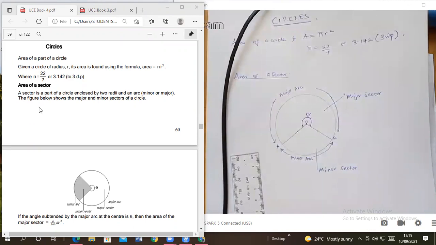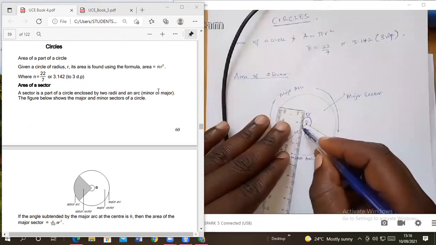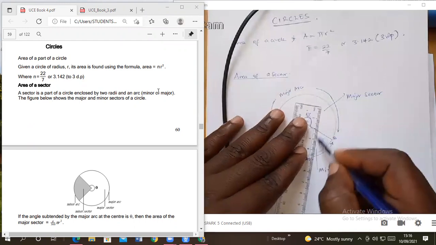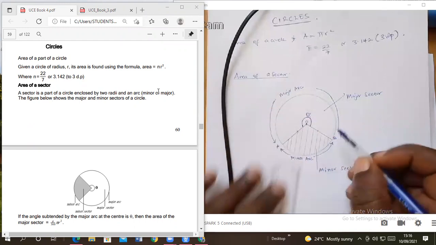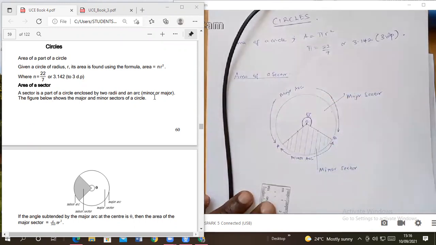So they are telling you that a sector is part of a circle enclosed by two radii and an arc. So this is a sector. I can even shade it. This one here is the minor sector. Then the other one is the major sector.